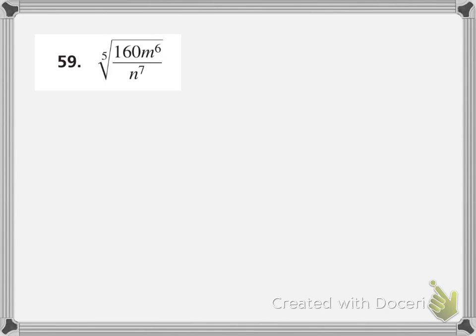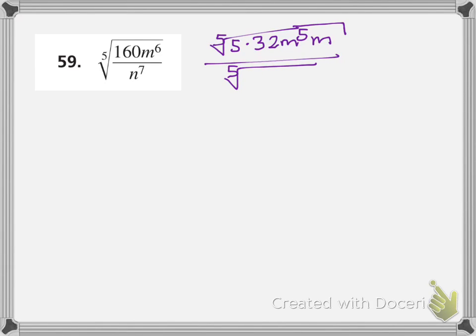Here's number 59 on 5.2. So we have the fifth root of 160 m to the 6th n to the 7th. So let's simplify what we can. The fifth root of 160, that is 5 times 32. And then I'll have m to the 5th times m, all over the fifth root of n to the 5th, n squared.